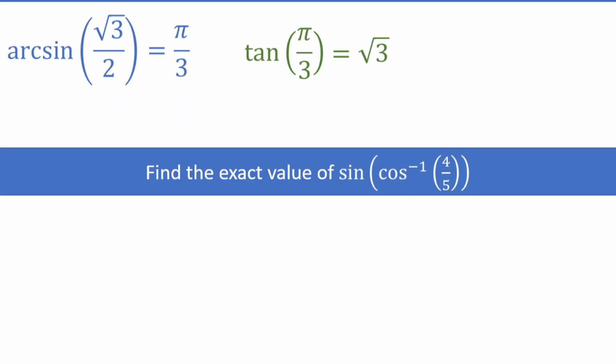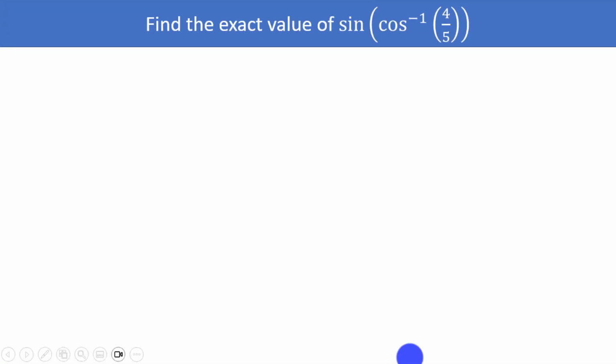Okay, let's take a look at another type of problem. Say that we have sine of inverse cosine of 4 over 5. In this problem, we cannot evaluate the inverse cosine of 4 over 5. This asks us cosine of what angle gives us 4 over 5, and that is not a commonly known angle. So we cannot evaluate this directly. Instead, we have to take a different approach. So what approach do we take?